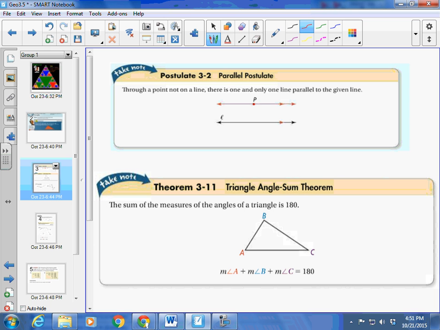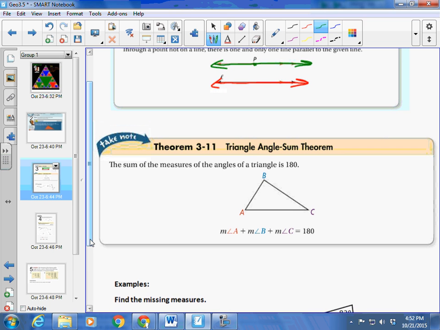So in other words, if you have a line L here, that's my red line, and if I make a point, I'll make it green, there's only one line that can go through that point and be parallel to line L, and that would be this line right here. You might need to use that later on.